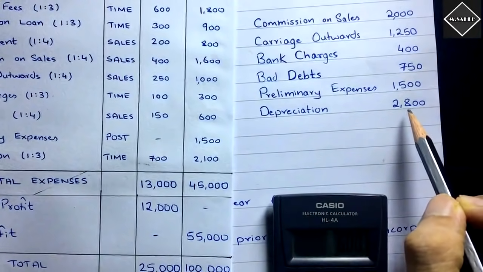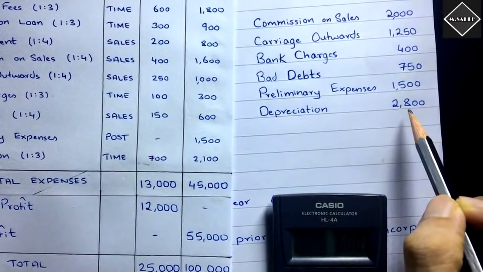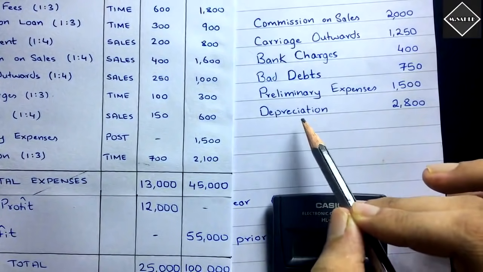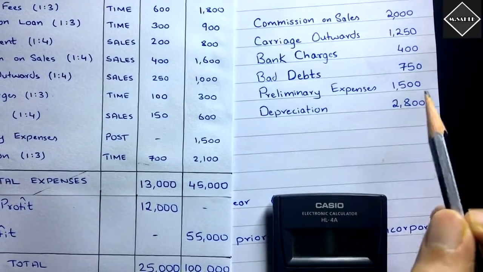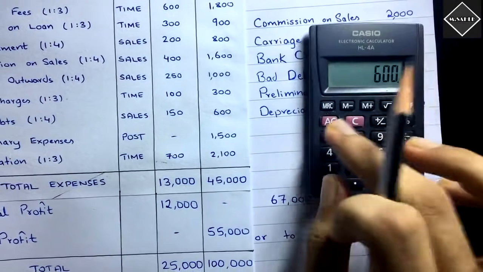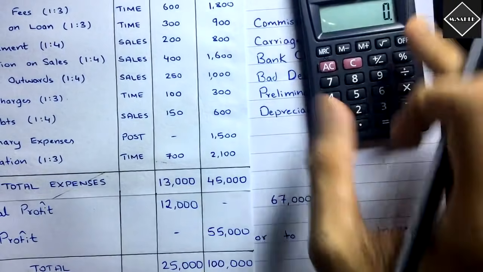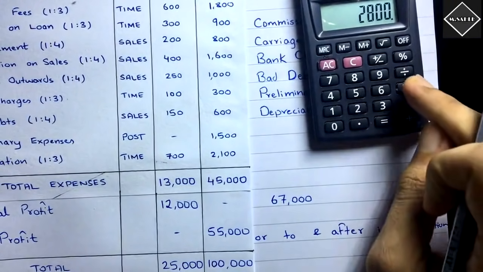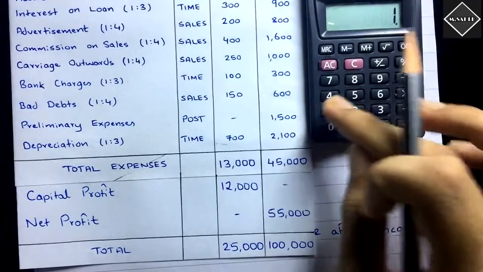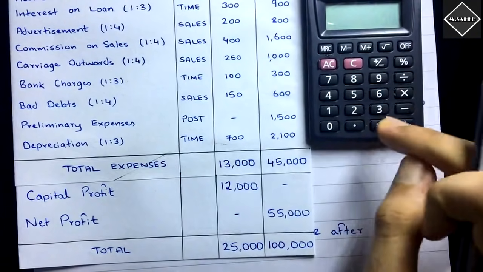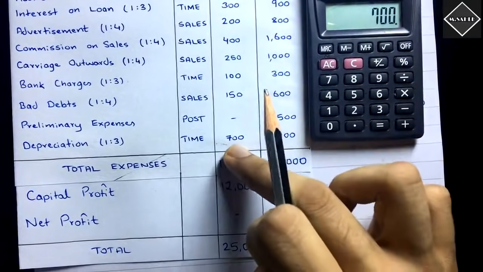Now depreciation is not connected with sales, is it? No, it's not. You charge depreciation every year at the end, right? So it's a fixed expense that will be allocated on the basis of time ratio. Simple. 2800. So 2800 into what is the time ratio? 1:3, right? So into 1 divided by 4, that is equal to 700. So 700 will go to the pre column.